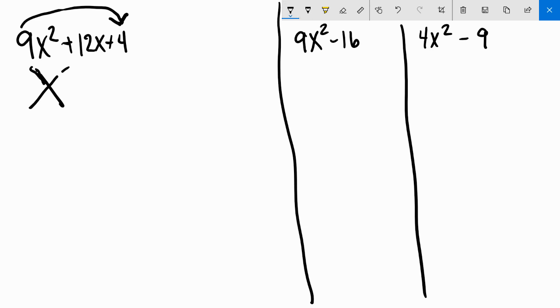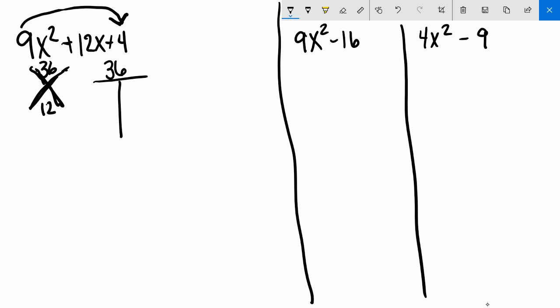All right, we'll fix that. 36. All right, and then our middle 12 goes down at the bottom. And we want factors of 36 to add up to 12. So if we need to, we can make a T-chart to help us get those numbers. If you already know it, don't worry about the T-chart, just write them down.